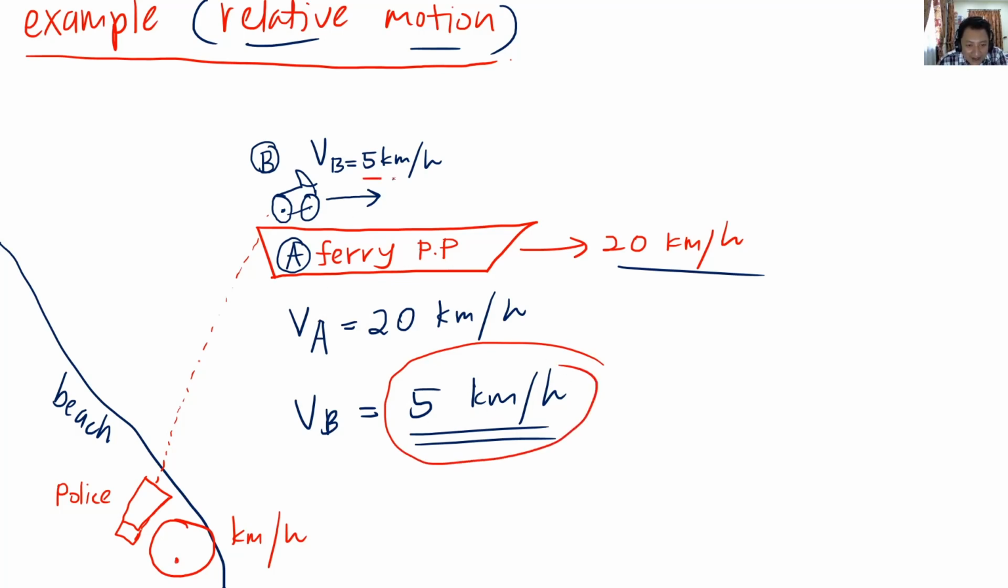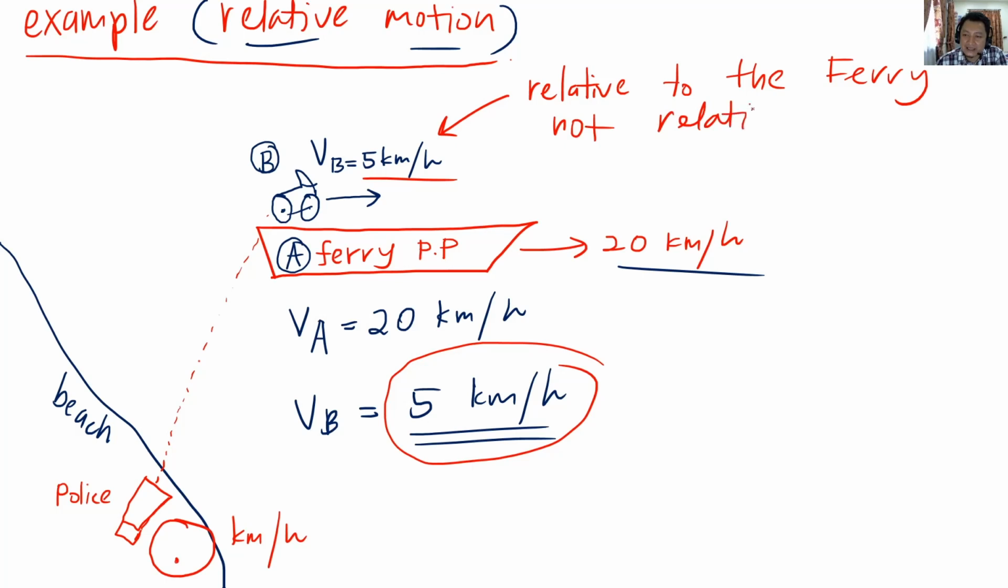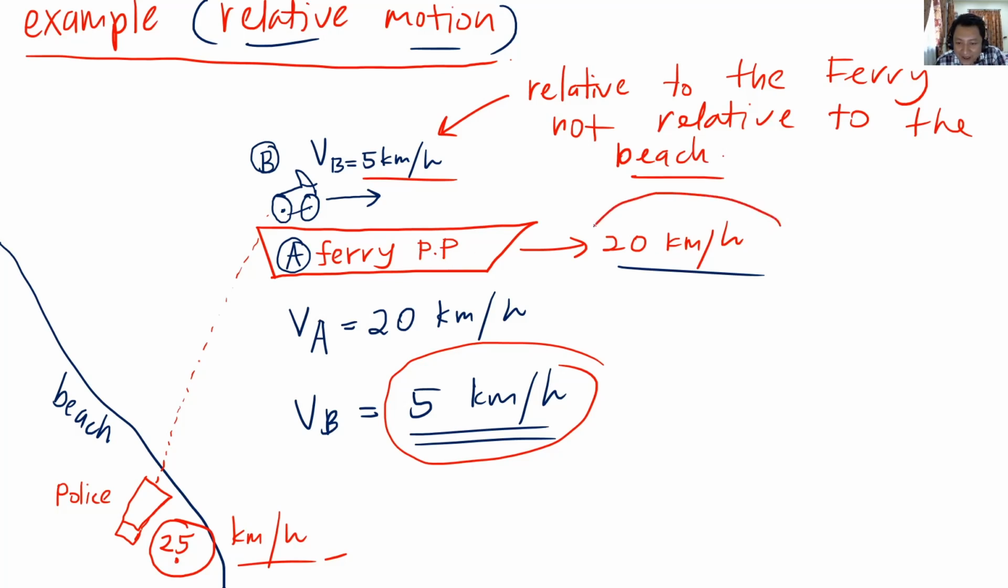Why? You are traveling at 5 km per hour, but your 5 km per hour is actually relative to the ferry, not relative to the beach, to something which is not moving. So the policeman will see that you are traveling at actually 25 km per hour. Why? The ferry is already moving at 20 km per hour. Definitely, you add 5 km per hour. So the reading for VB should not be 5 km per hour. It's actually 25 km per hour. So this is something called relative.